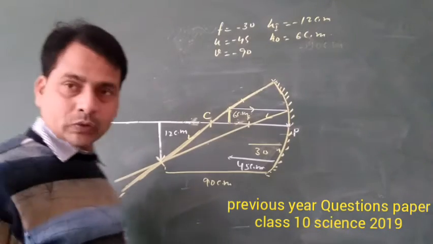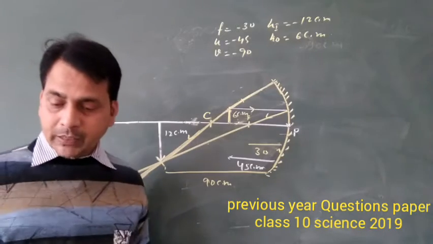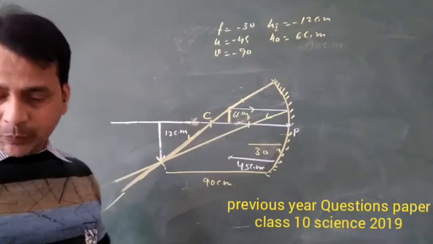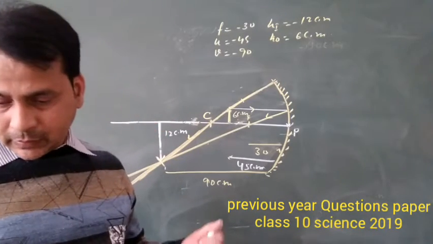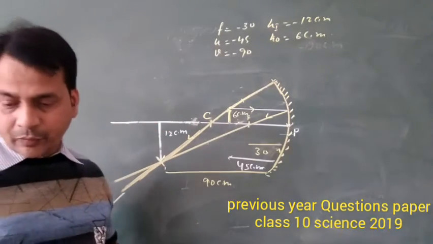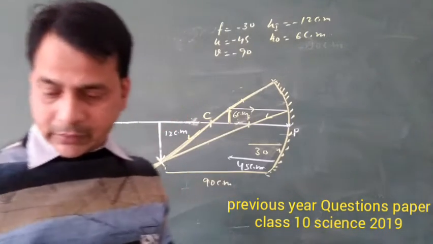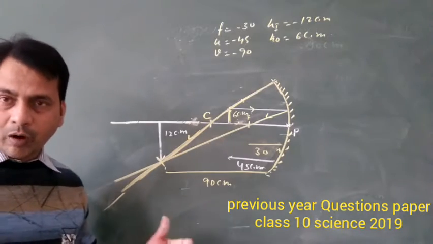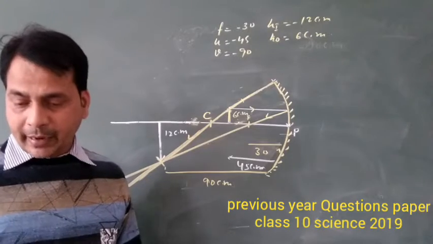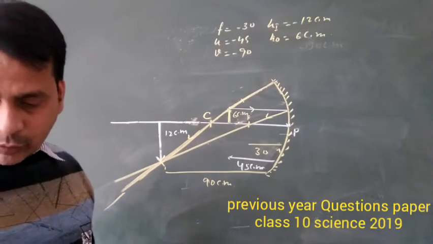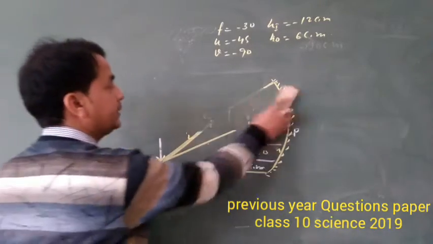So the next question of this question paper: an object 6 centimeter in size is placed at 50 centimeter in front of a convex lens of focal length 30 centimeter. At what distance from the lens should a screen be placed in order to obtain a sharp image of the object? Find the nature and size of the image. Also draw a labeled ray diagram to show the image formation in this case.